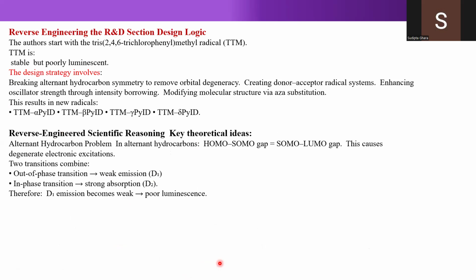Now, the authors designed the TTM-based radical because they tried to modify the molecular structure to break the alternant symmetry and enhance the oscillator strength. That means the symmetry breaking mechanism is important in this case. They tried to show how symmetry breaking is important for the organic radical system, and they measured the HOMO-LUMO energy gap by theoretical calculation.